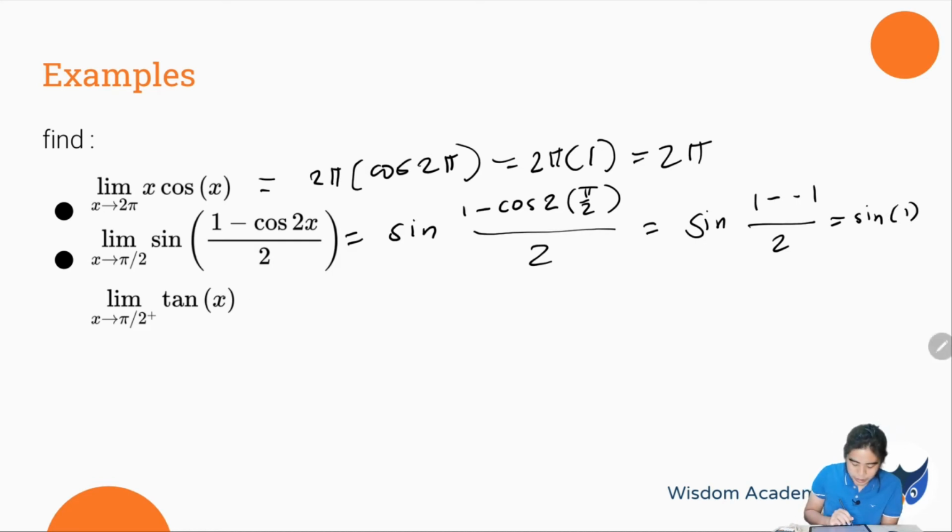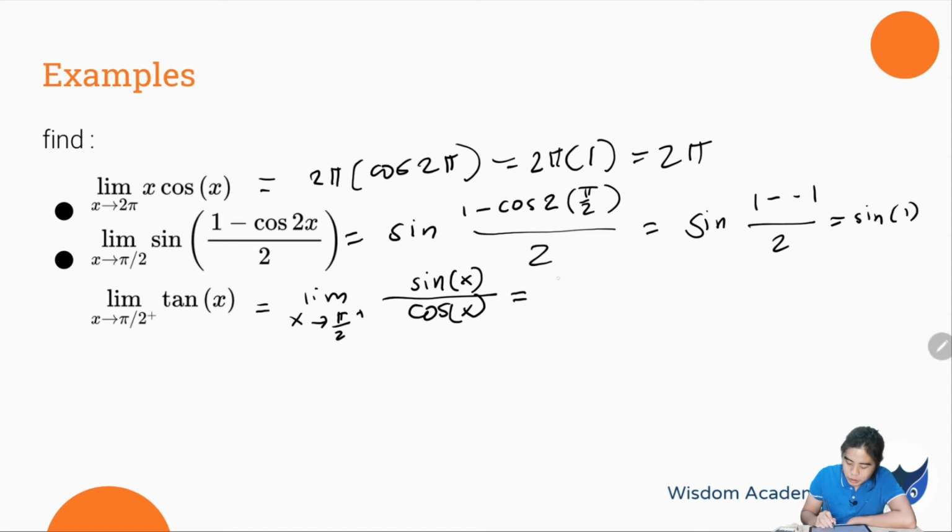Lastly, we will get the limit of x over 2 from the right of tangent x. So, by directly substituting pi over 2, tangent pi over 2 is undefined. So, hindi natin mas-solve to agad-agad by direct substitution. So, ang gagawin natin is, sulat natin si tangent to its equivalent form, sine x over cosine x.